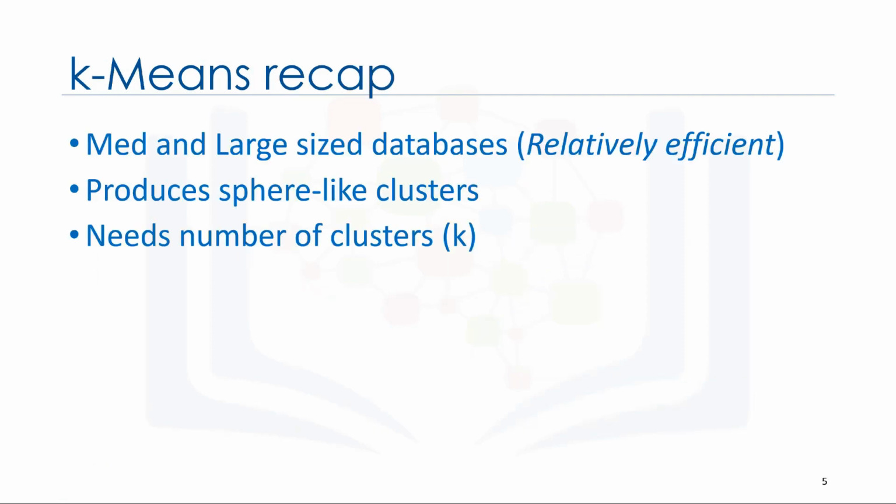So, let's recap k-means clustering. K-means is a partition-based clustering, which is A. Relatively efficient on medium and large-size datasets. B. Produces sphere-like clusters because the clusters are shaped around the centroids. And C, its drawback is that we should pre-specify the number of clusters, and this is not an easy task.